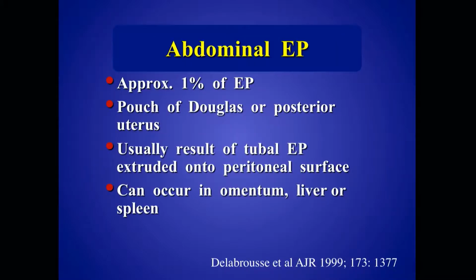And abdominal ectopics, again, are very unusual. They can be seen in the pouch of Douglas or behind the uterus. They're considered to be a result of a tubal ectopic pregnancy that was extruded and is loose in the abdomen, usually settles on the peritoneal surface, but somehow may get inside the parenchymal tissue of the liver or the spleen, or within the omentum.